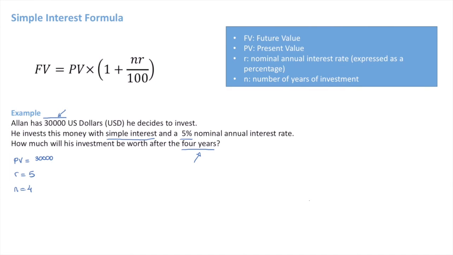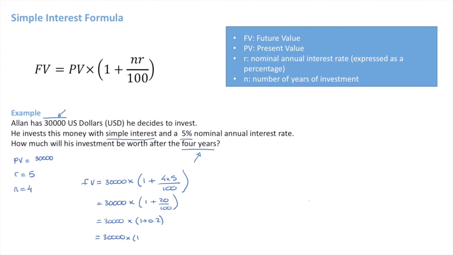So to calculate the final value, or the future value of this investment, we can just plug all of these values inside our formula. So future value equals 30,000 times (1 plus NR, so N is 4, times R, which is 5, over 100). That leads us to 30,000 times (1 plus 20 over 100). That leads to 30,000 times (1 plus 0.2).